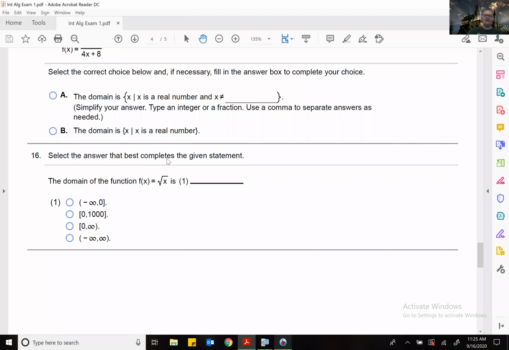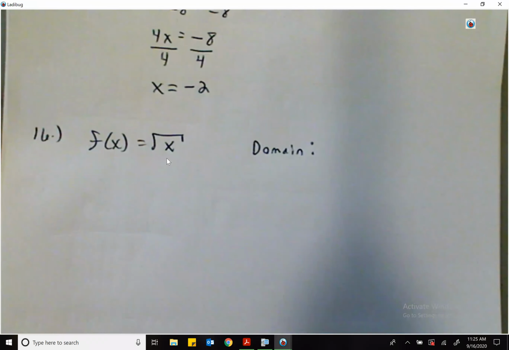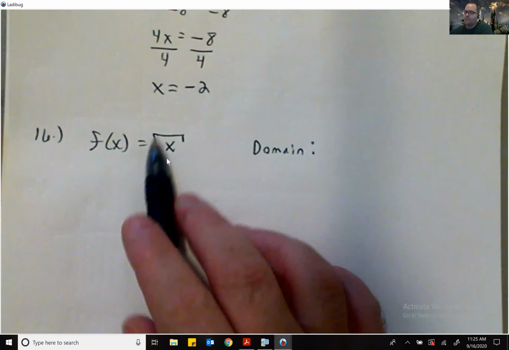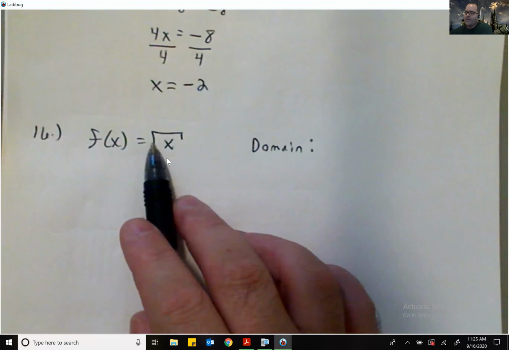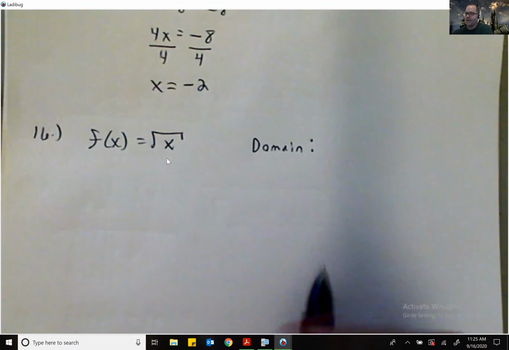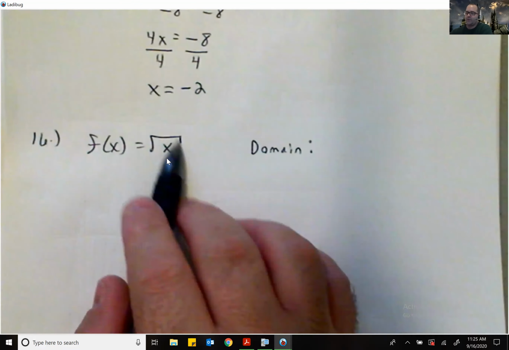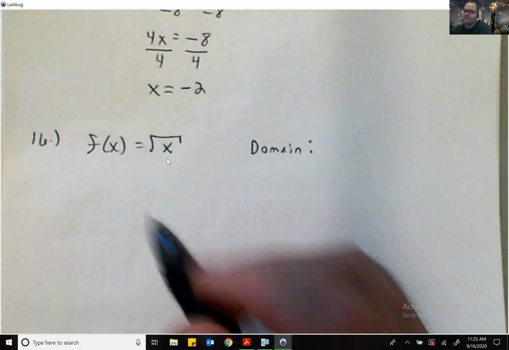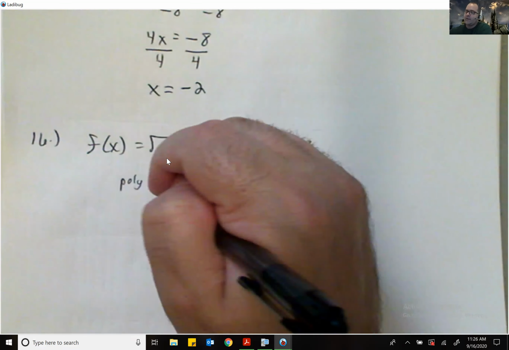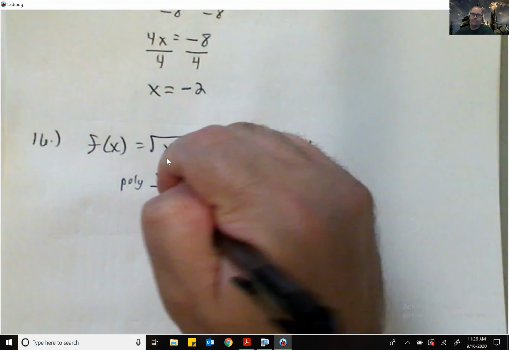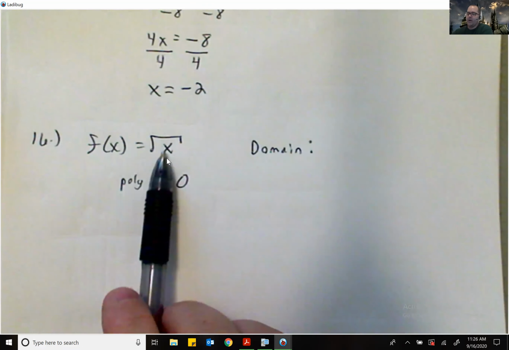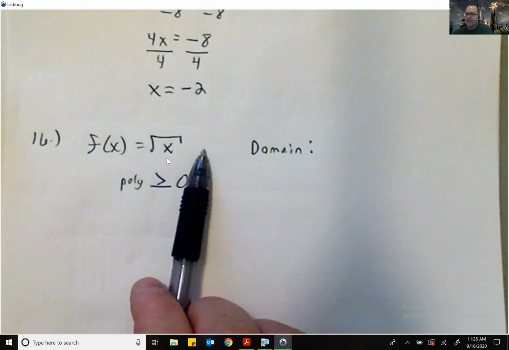In the case of radicals, we take the piece under the radical. It has a name. I can't ever remember what it is, I think it's radicand or something like that. But we take whatever is under the radical, I just call it the polynomial, and we set it greater than or equal to 0. Because as long as this number is 0 or positive, we can take the square root of it.